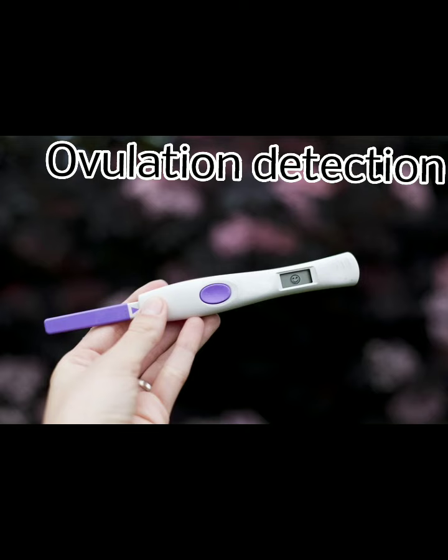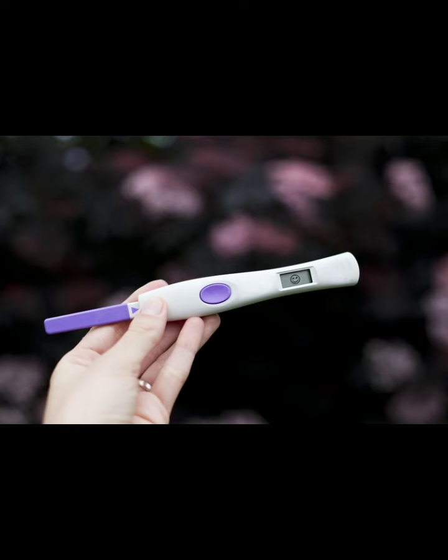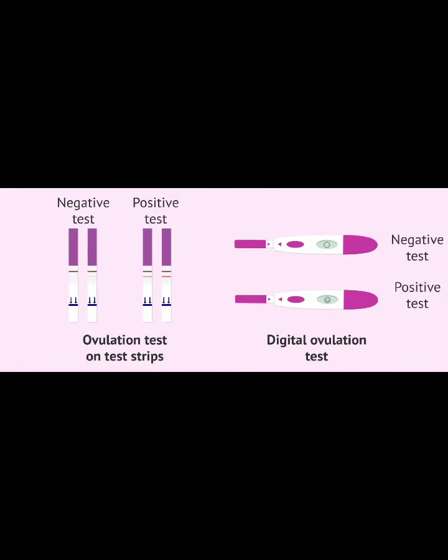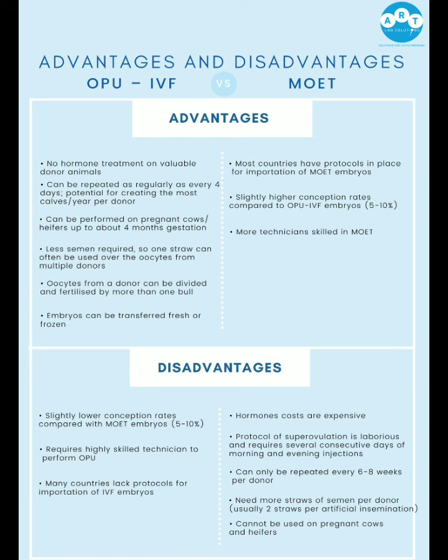Ovulation detection. There are several ways of detecting ovulation, including urine test kits to measure LH levels, transvaginal ultrasound, endometrial biopsy, blood tests to measure hormone levels, and the basal body temperature, BBT. Ways of how to use ovulation detection. The advantage and disadvantage of ovulation detection.